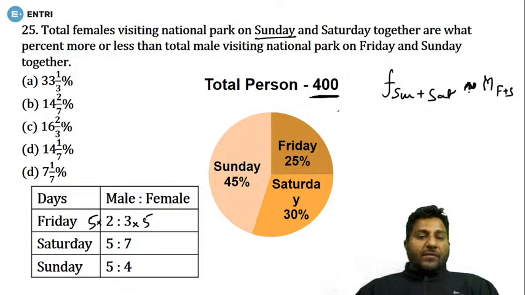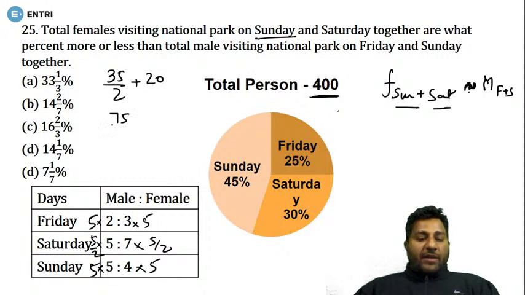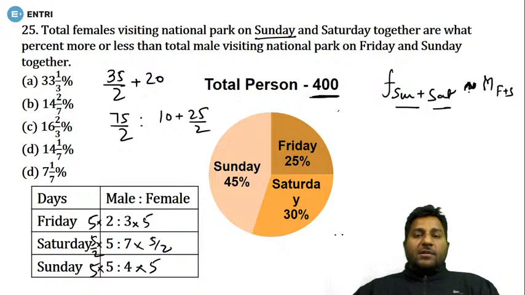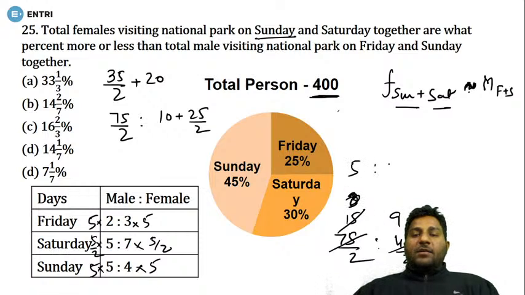Friday and Saturday, and Saturday and Sunday. Sunday had 45%, which means you have to multiply with 5 in the below ratio as well, and here we need to multiply with 5 by 2. So clearly we can figure out Sunday and Saturday females: 35 by 2 plus 20, which means 75 by 2 ratio. Males Friday and Saturday: 10 plus 25 by 2, which means 45 by 2. So clearly it is 2 more by 3.